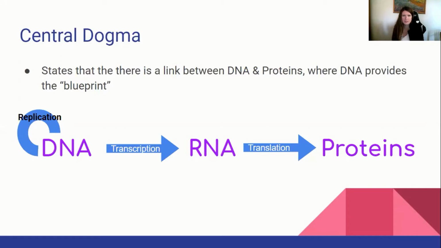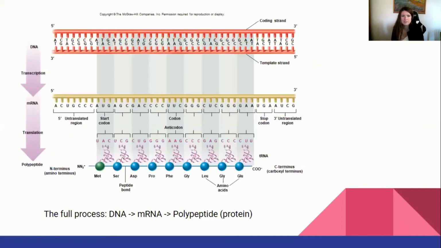Okay, so the central dogma states that there's a link where DNA provides the blueprint for proteins using RNA basically as an intermediate step. So DNA makes copies of itself that get into every cell by replication, which we've discussed already. But in order to make a protein, DNA first needs to be transcribed into RNA, which will then be translated into a protein. So transcription is the first part of a process going from DNA up here to RNA. This is our transcription part.